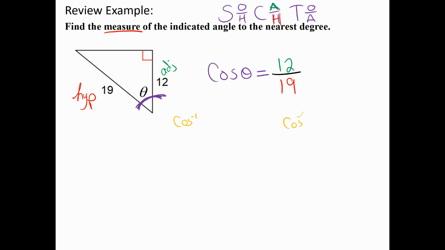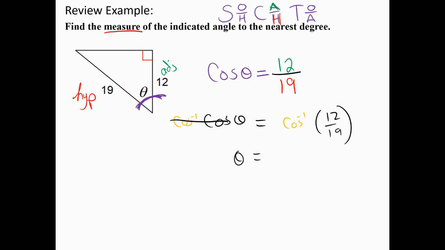So we're going to do the cosine inverse of cosine theta equals cosine inverse of 12 over 19. So to find the angle, you do the cosine inverse of each side. And this cosine inverse and cosine cancel each other out. And so we figure out what our theta, or our angle, is.